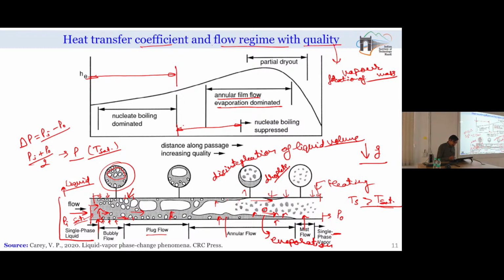Now, it is also interesting to note how the liquid droplets left with the vapor actually get evaporated. Ultimately, the vapor in the single phase regime, after getting converted into pure vapor, starts superheating. Because of its superheating, the temperature of the surrounding vapor will be more in comparison to the liquid portion. So, there will again be evaporation from the interface.